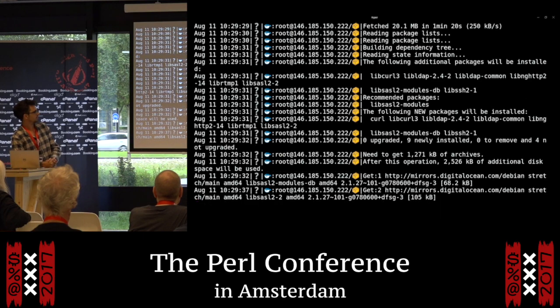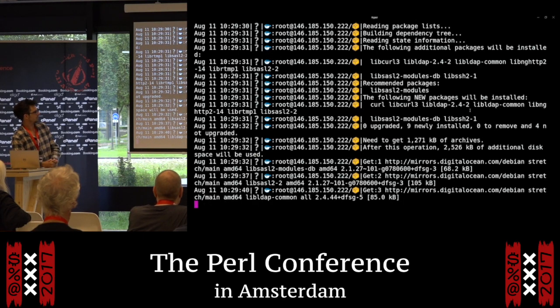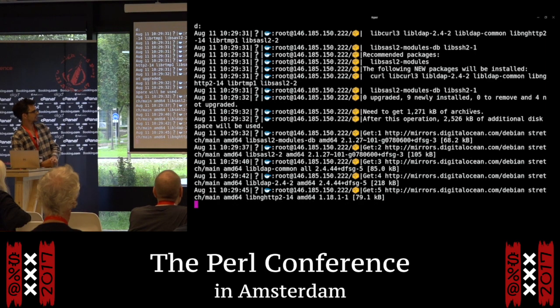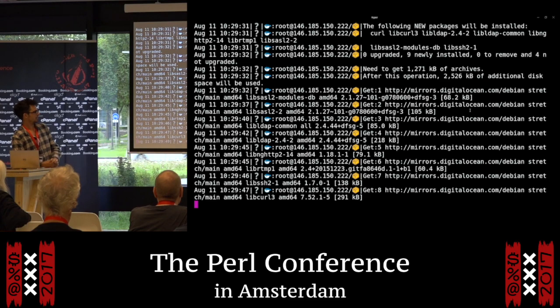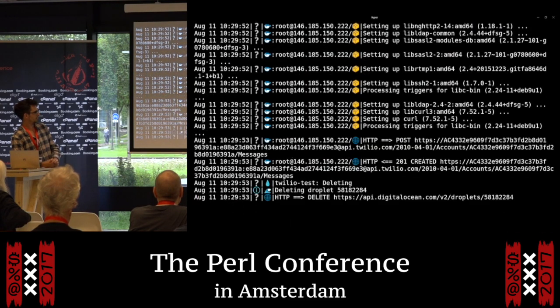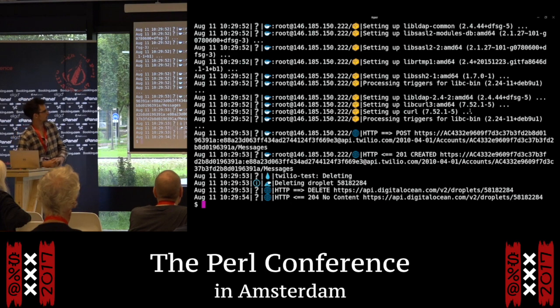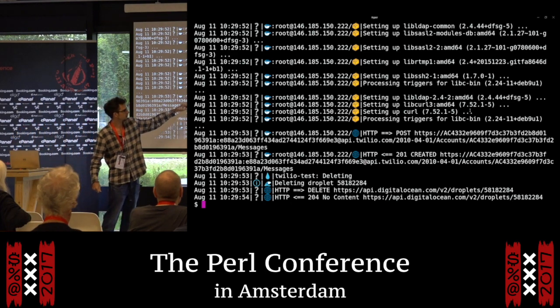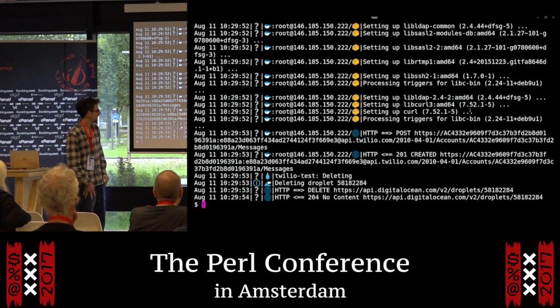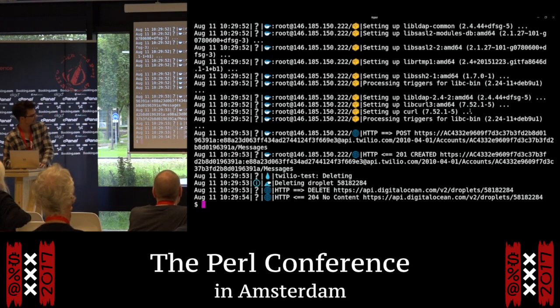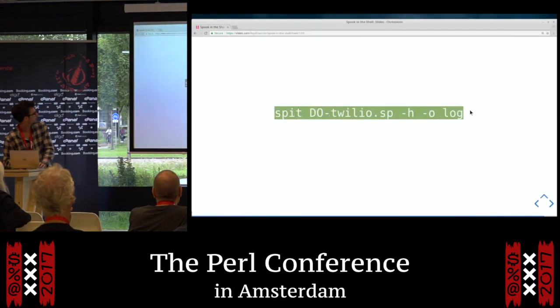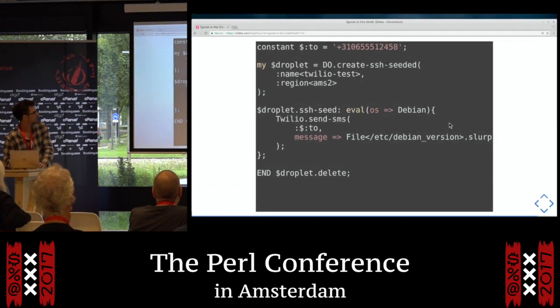Okay, it seems to be getting there. So that was just updating. Now it's actually installing Perl. It's doing it. Okay, that goes. So it made an HTTP request to Twilio, and I believe I just got an SMS. I think the SMS was, I didn't mention it, but it's sending the Debian version. So I got 9.1.